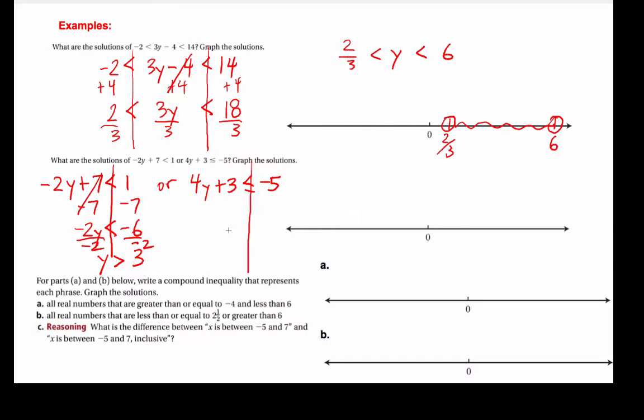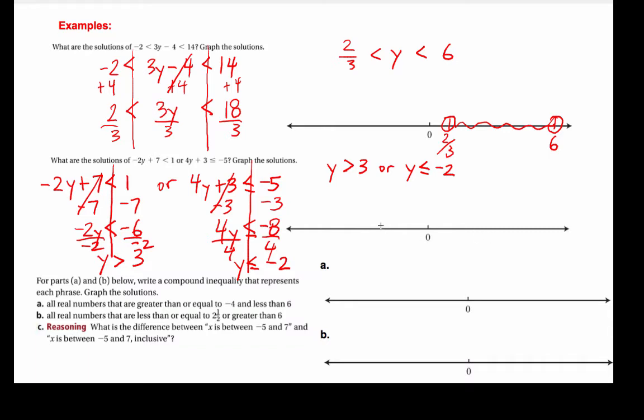My second inequality, I'm going to subtract 3 from both sides because I'm adding 3. Bring down the 4y. I'm trying to isolate y. Negative 5 minus 3 is negative 8. Divide through by 4. Y is less than or equal to negative 2, because negative 8 divided by 4 is negative 2. So here my solutions are y greater than 3 or y less than or equal to negative 2.